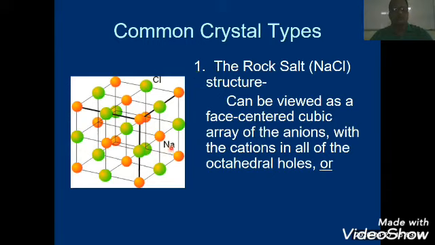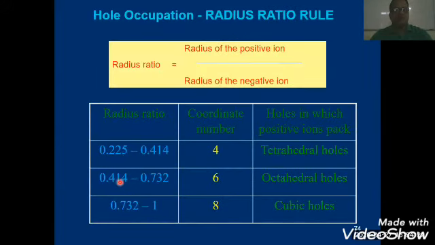So sodium ion is smaller in size than chloride ion, and the radius ratio of sodium ion to chloride ion is 0.524, and 0.524 will be in this range from 0.414 to 0.732. It will be in this particular range. So the coordination number will be 6. That means sodium ion will be in the octahedral holes.